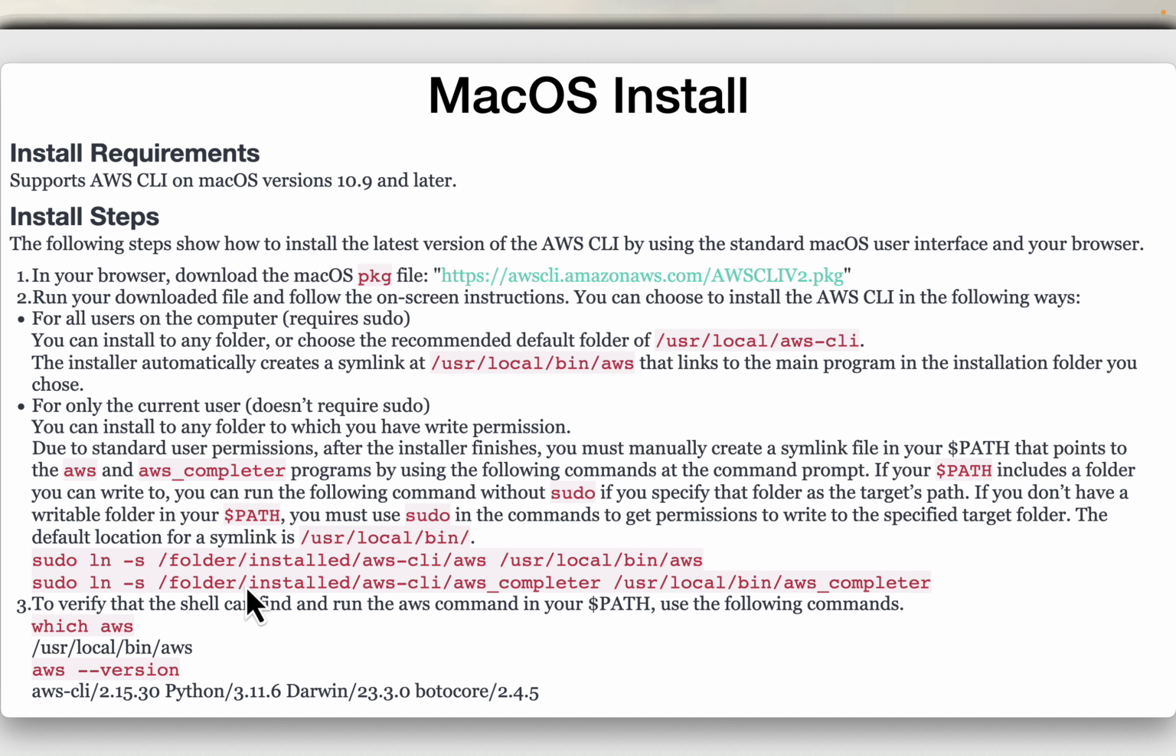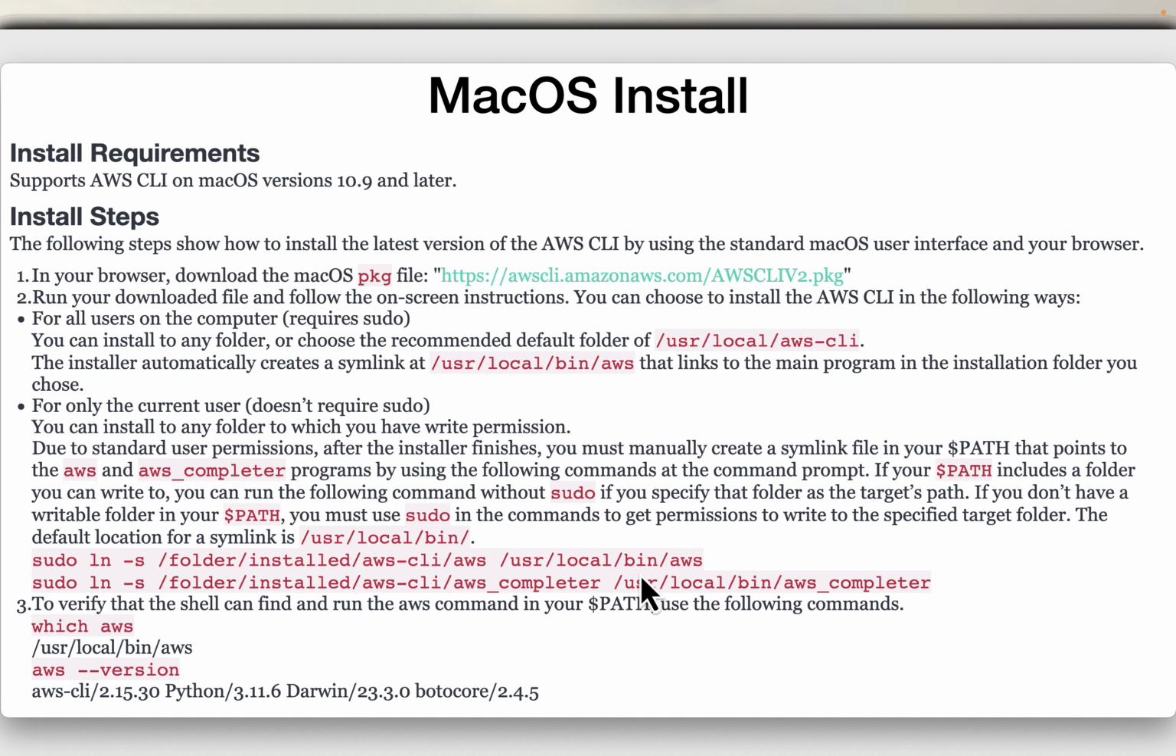So if you have installed for only the current user, you may have to run these two commands, sudo symbolic link, and it will basically create it so that it is available in your path. Then you can open terminal and shell prompt from anywhere, and it will be picked up from this particular location, /usr/local/bin/aws and /usr/local/bin/aws_completer.